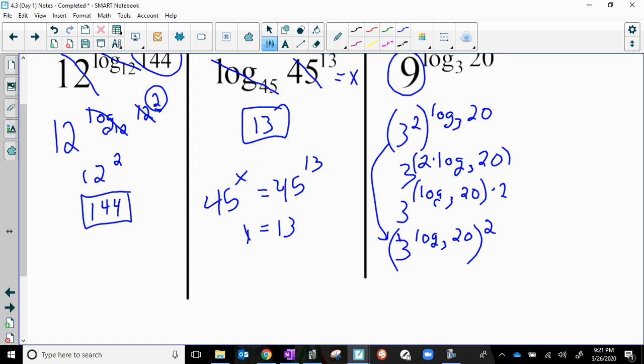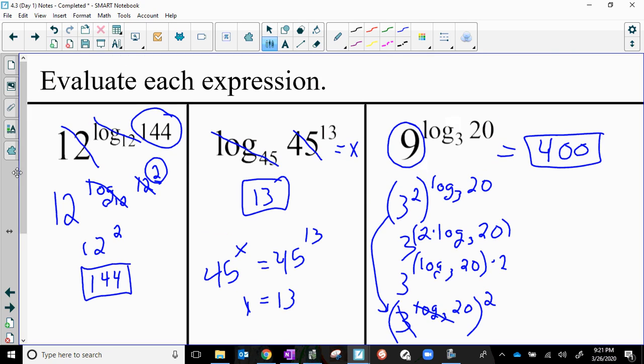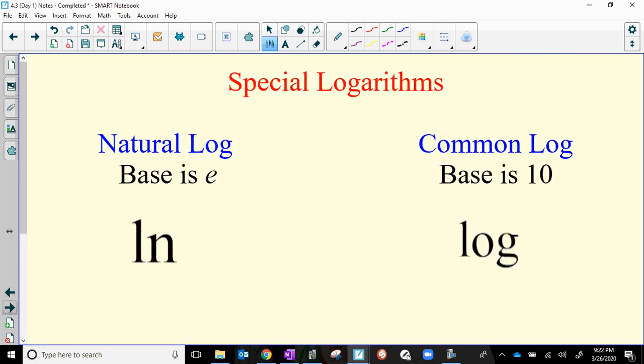So now I can see the 3 in log base 3 cancel, giving me 20 raised to the second power, which means the answer is 400. 20 times 20. The last 4 problems of your worksheet are like this. In fact, almost every example, not every example I've done so far, comes from that worksheet. So the worksheet should not take very long to do at all. There's some problems like these in the bookwork as well that you're going to have to do tonight.